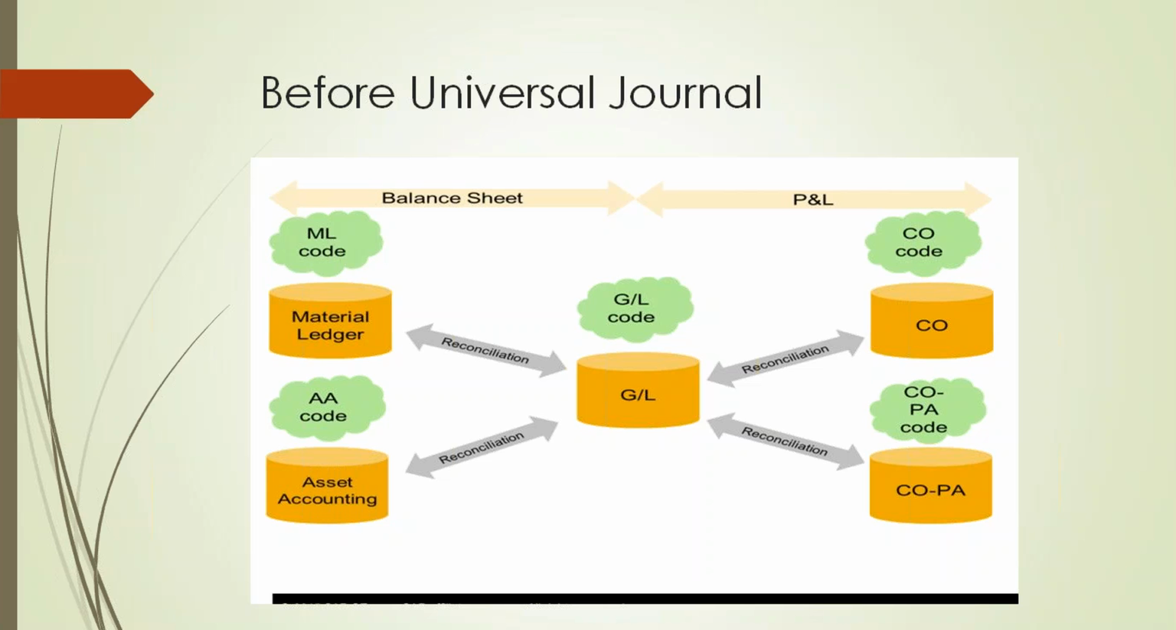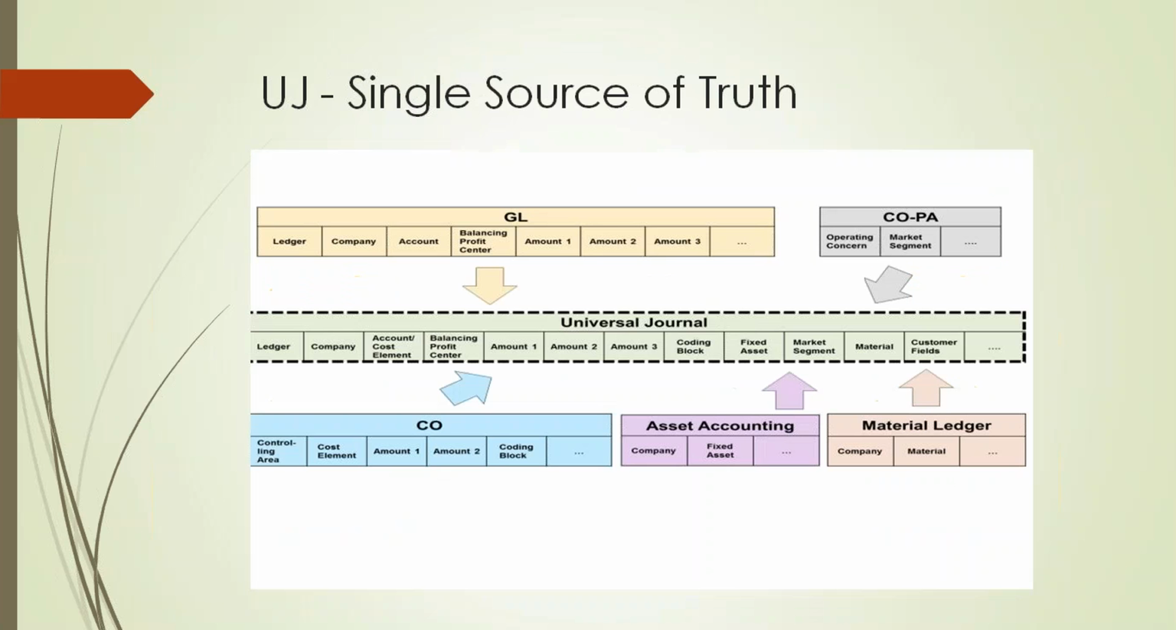So SAP has come up with what is called the universal journal, in which there will now be only a single table which holds the data for all the different subcomponents. So this means... Yes, you had a question, Gaurav, go ahead.